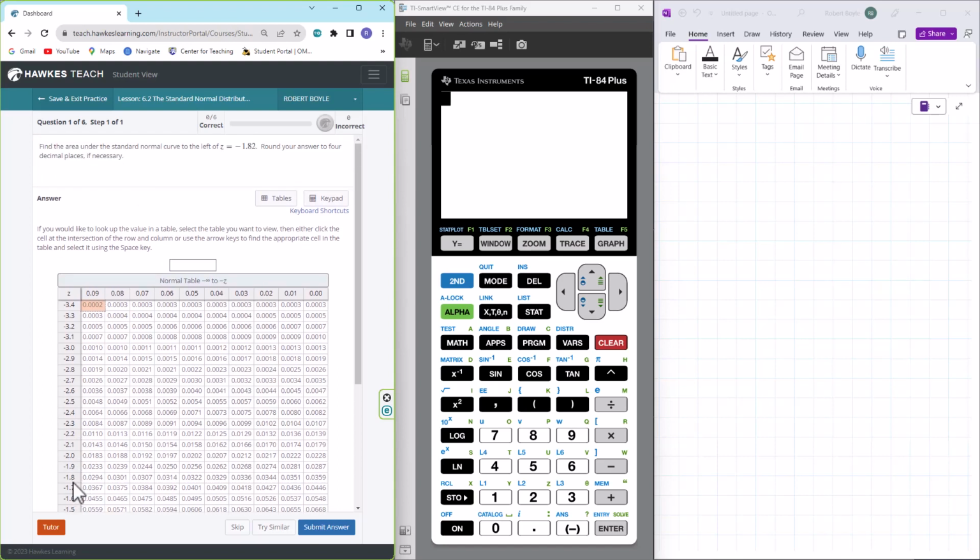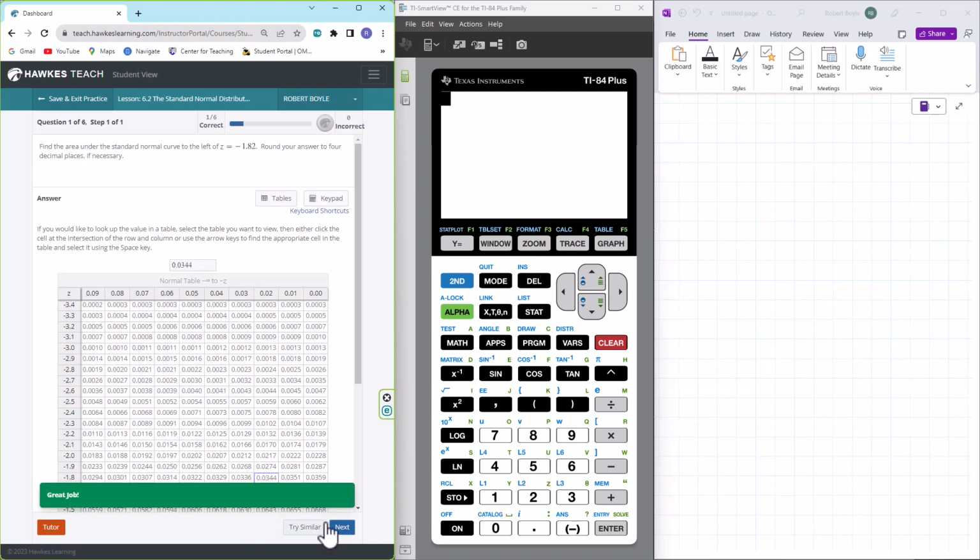All right. And now notice that this right here is not 1.82. That is actually negative 1.87. So we need to be careful because here the second decimal place is counting down. So negative 1.82 is going to be, here's negative 1.8, here's 0.2. It's going to be that value right here. Now here's the cool thing about Hawks. You just click on that, there it is, submit your answer, and you're done. That's all there is to it.